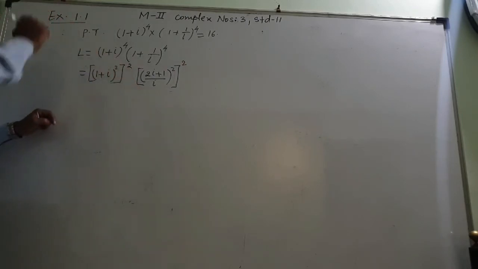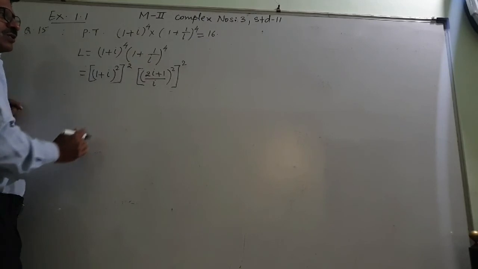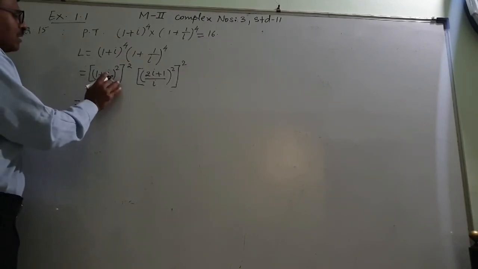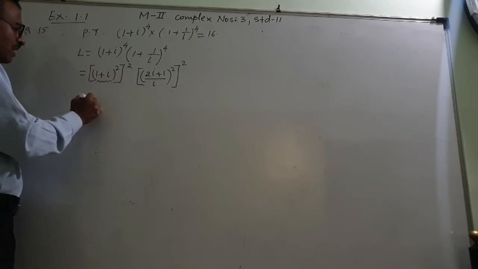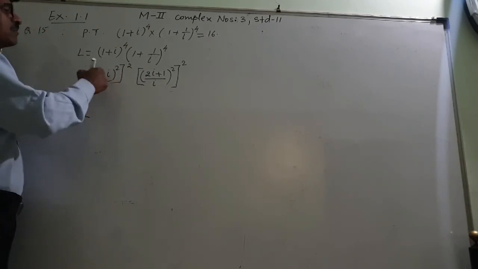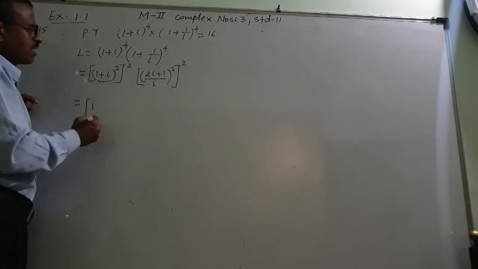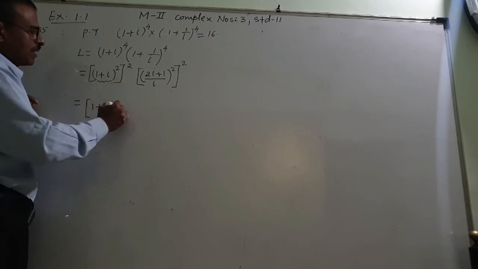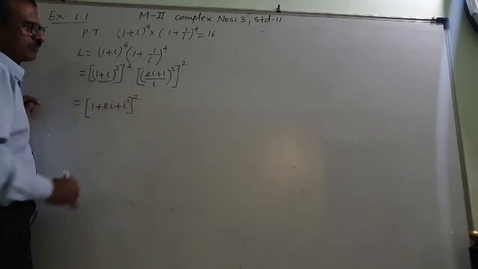Index raised to index means multiplication of the entire set. This is 2 raised to 2. It is 2 raised to 2 means 4. That way. Now I will open this. So this is equal to what I will get? (a plus b) bracket square, a square plus 2ab plus b square. Means a square means 1 square, plus 2ab means 2i, plus b square means i square and whole square.